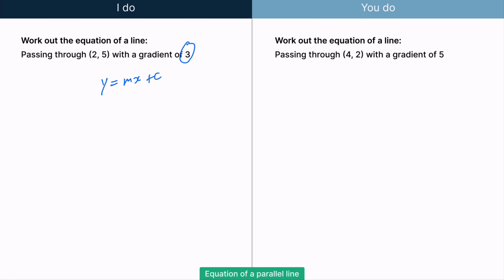Now they've told me what the gradient is, so let's put that in. y is equal to 3x plus c. The only thing I need to find to solve this question is c, and I've solved it. The way I can do that is using this point here.